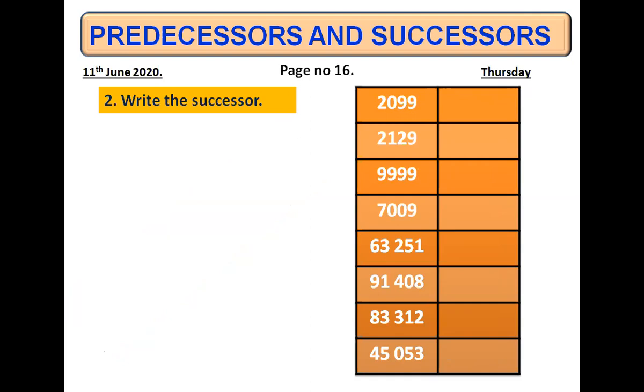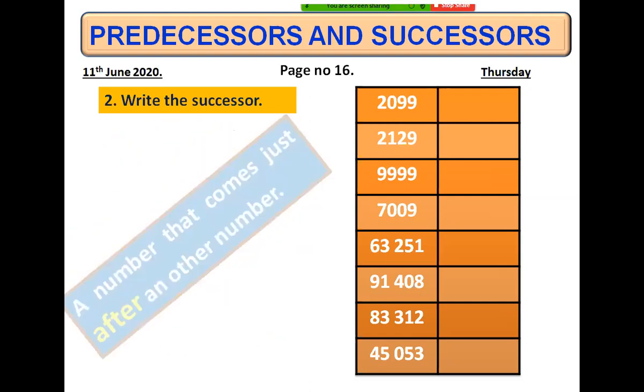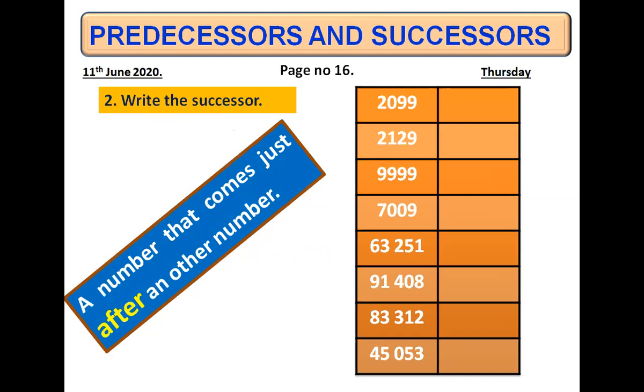Now you will have to write the successor. What comes to your mind with the word successor? Just rewind the definition of successor in your heads. It is a number that comes just after another number. So, looking at the columns, the first entry we have is 2099. What comes just after 2099? After 99 comes 100. So it will be 2100.